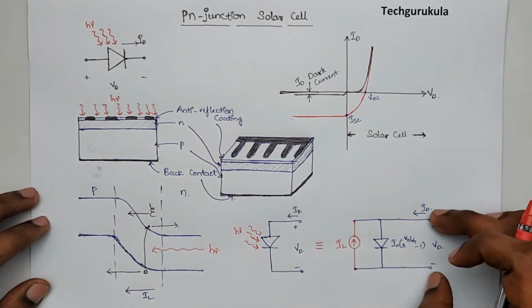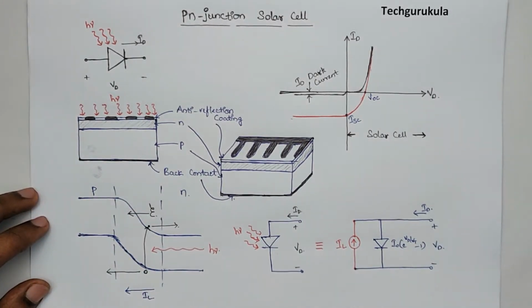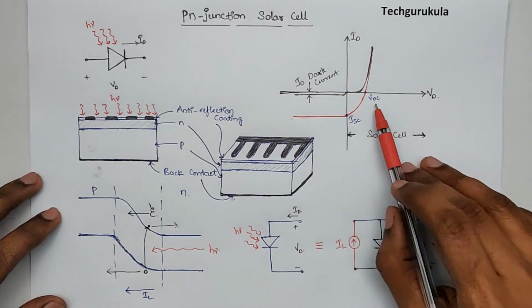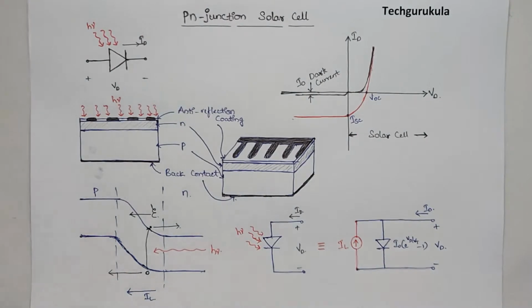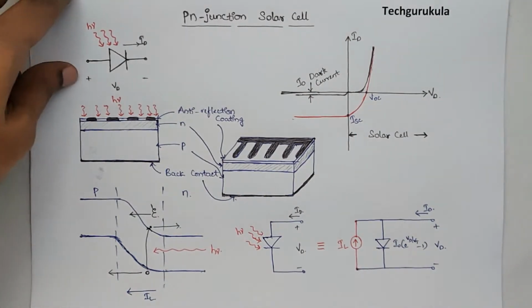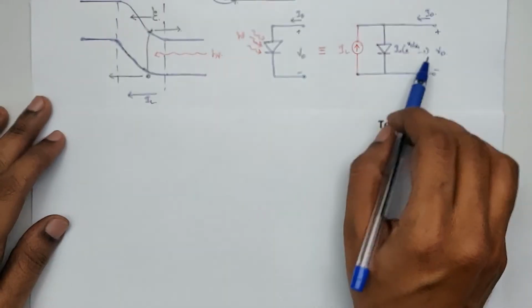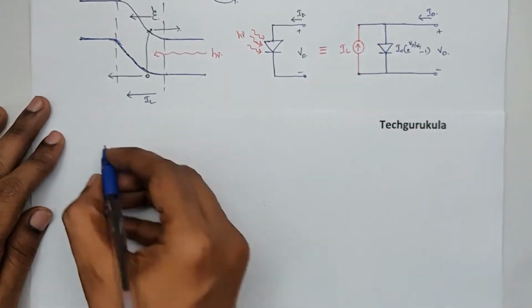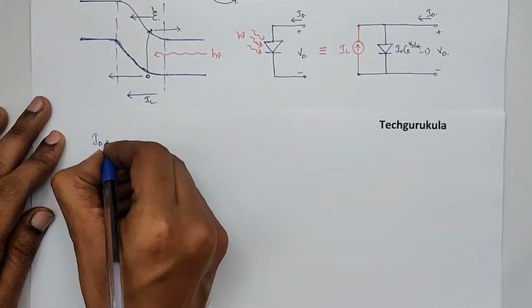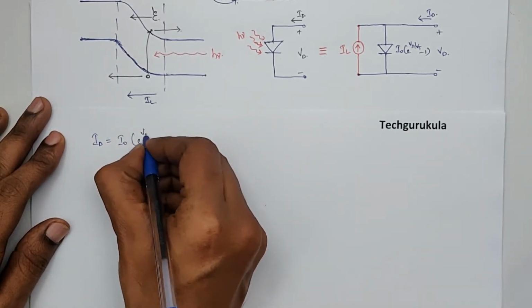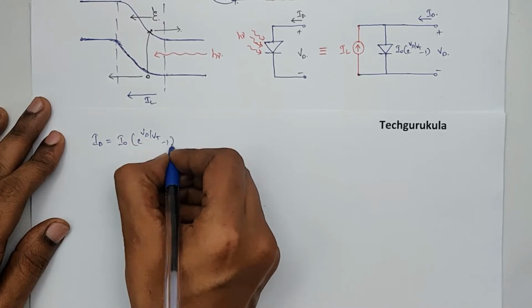Now taking this as a starting point, let's find the equations for the short circuit current and open circuit voltage. Let me move to a new page. Here from this equivalent diagram, we can say ID is equal to I naught times e power Vd over Vt minus 1.